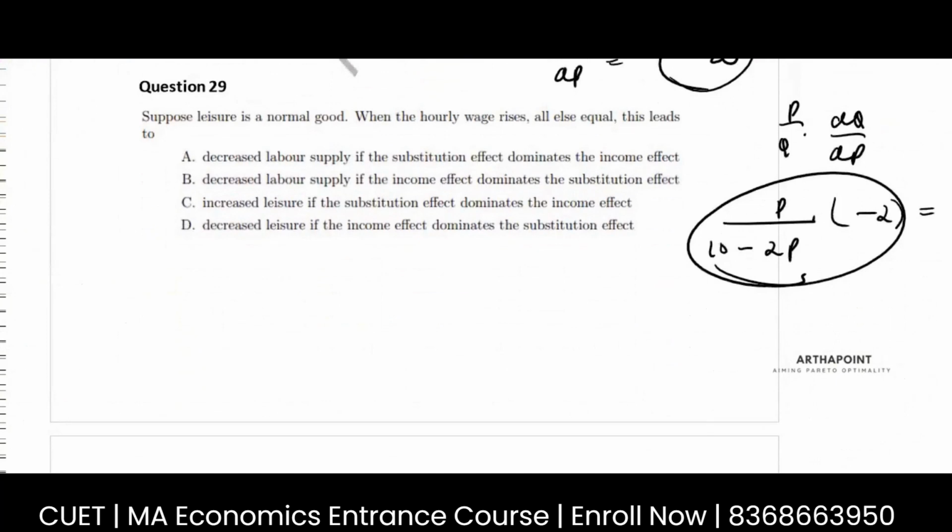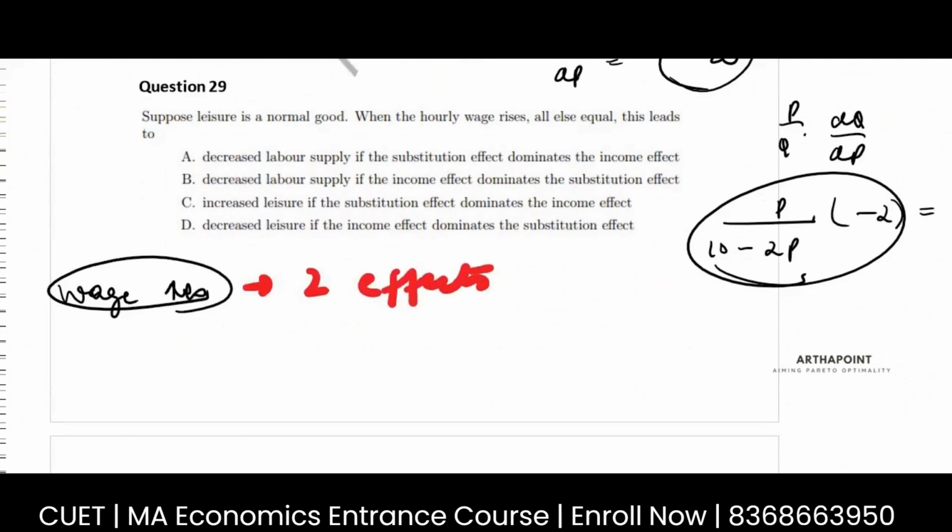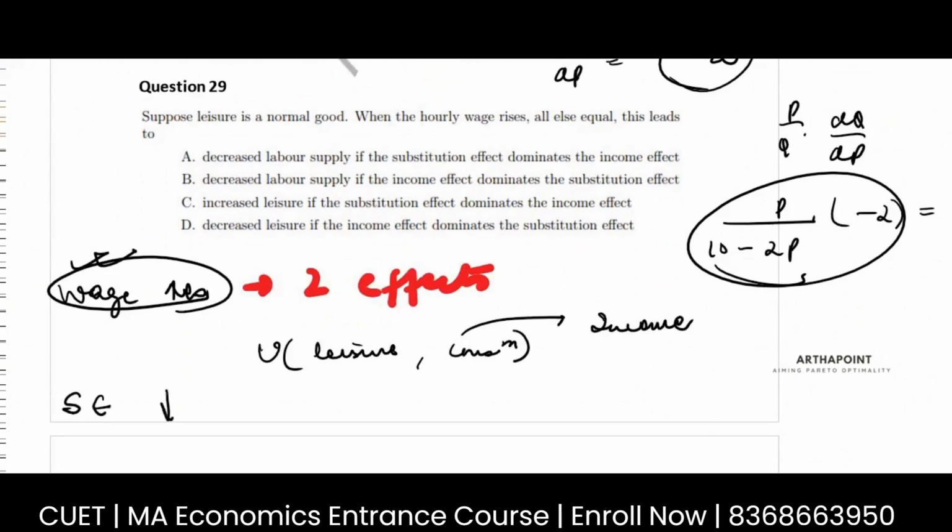Suppose leisure is a normal good. When the hourly wage rises, all things equal, this leads to... Okay, now just see here. When wage increases, we know that there are two effects. My utility function consists of two things, leisure and consumption. Consumption comes from income. So when wage increases, substitution effect says reduce leisure, increase consumption.